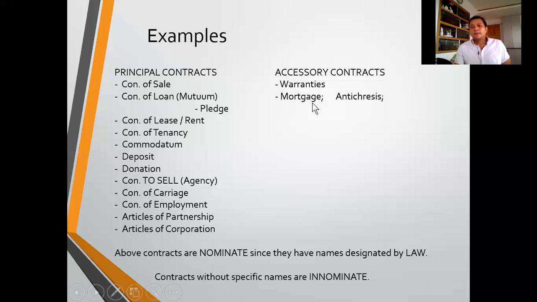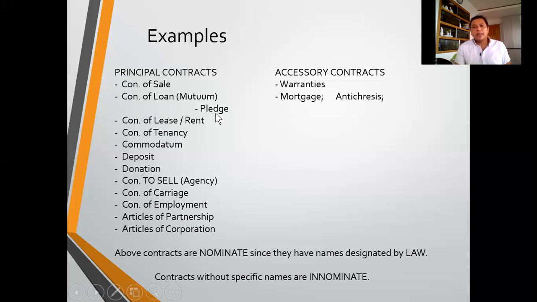Okay. Antichresis, on the other hand, is the same as mortgage. This involves a real property. But here, the payment of interest is compensated by the fruits of the property. So if the property, let's say, a parcel of land has 500 mango trees, so the fruits of those mango trees will cover the interest of your loan. So that is contract of antichresis.